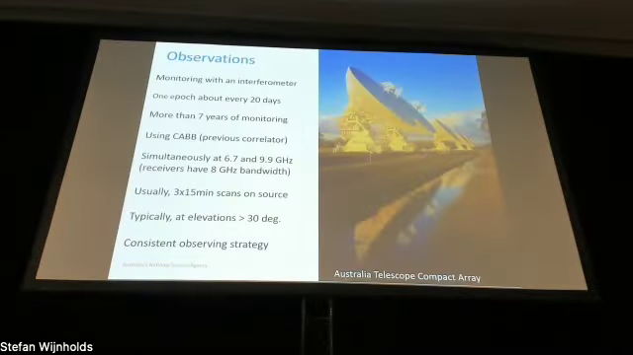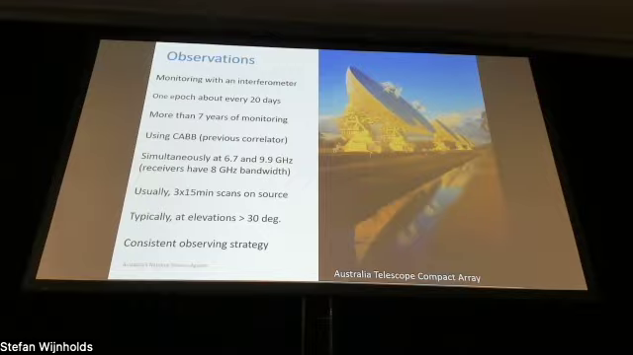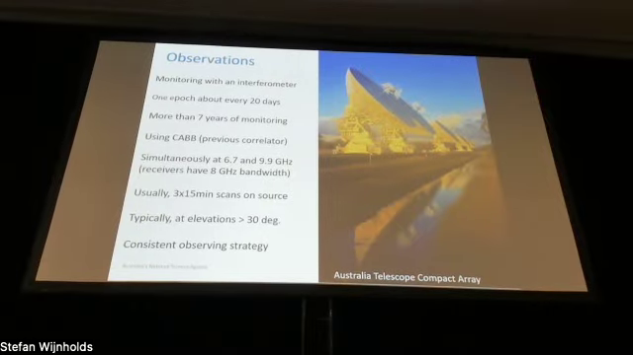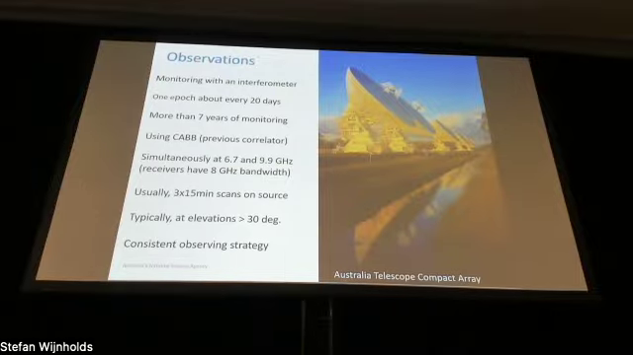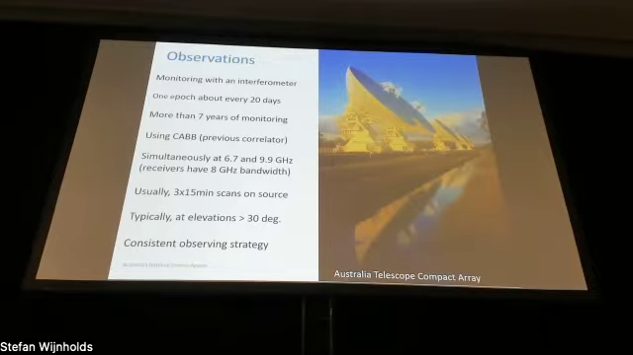So, as you guessed, the Compact Array was used as the instrument to observe this. It's not very common to do monitoring observations with an interferometer, and that caused us to at least think about it a little bit more. So we did about one epoch every 20 days, and regular observations continued for more than 7 years.